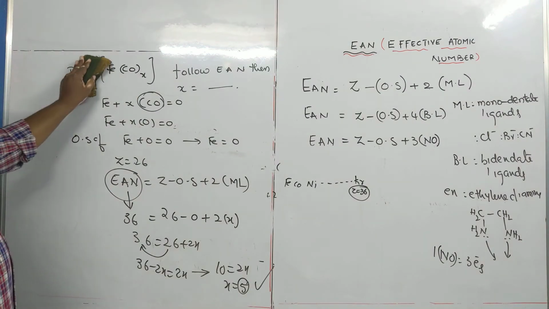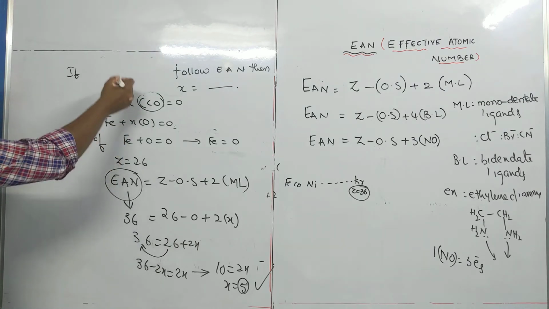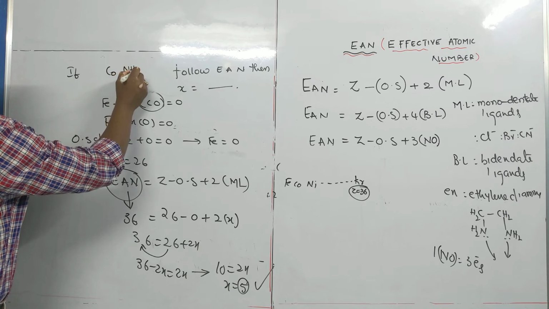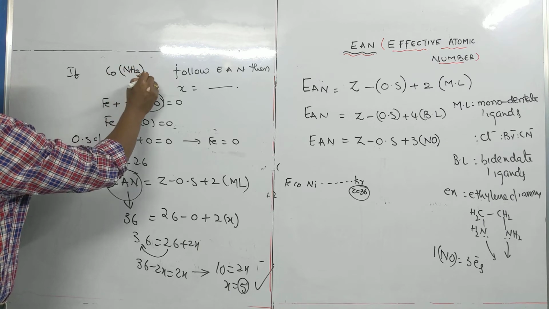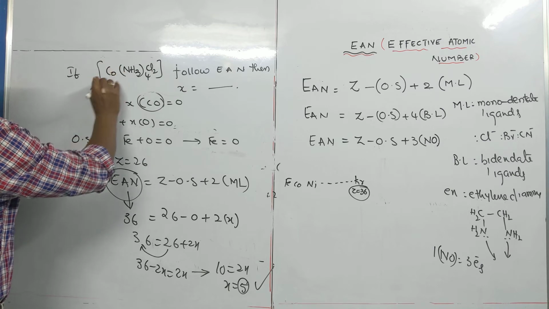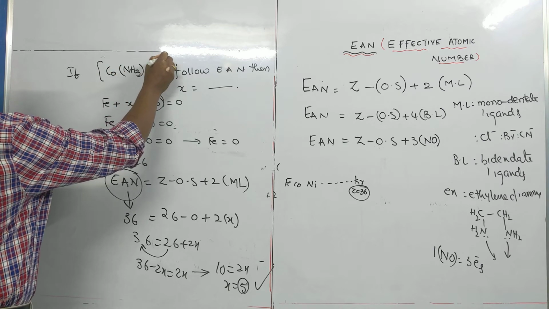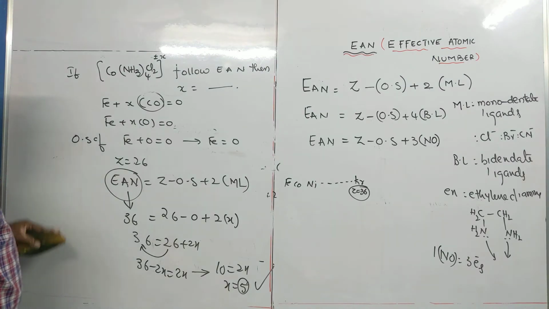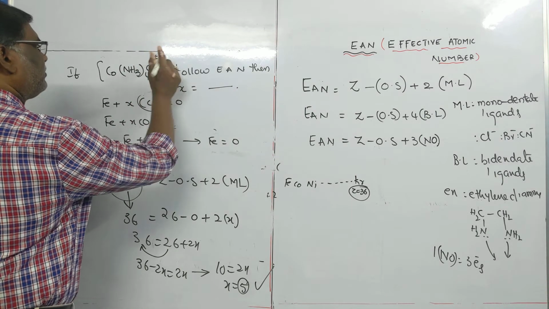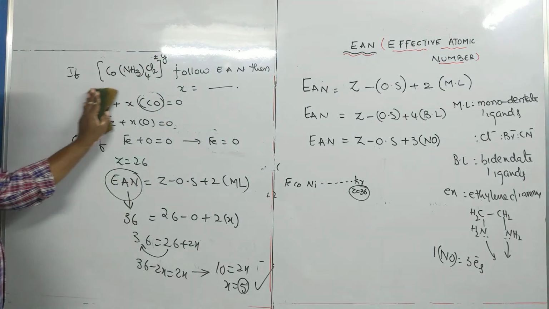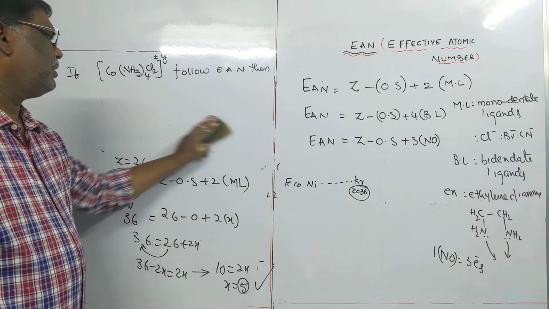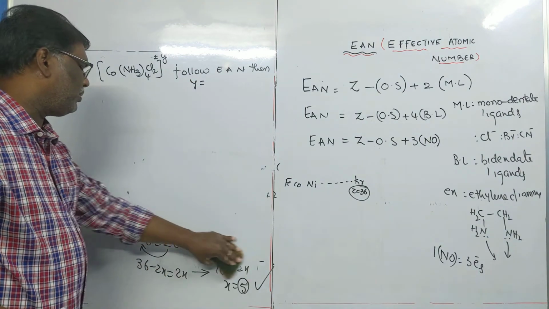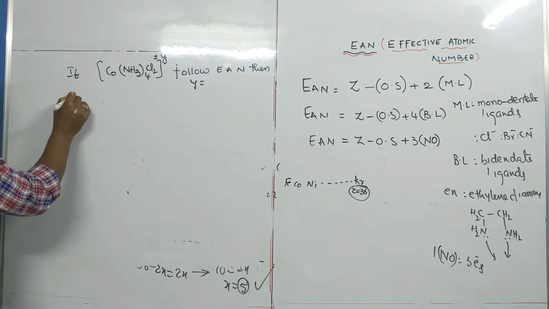Sometimes they will ask the question like this. If the compound [Co(NH3)4Cl2] with charge y follows the EAN rule, then what is y? Or you take y. What is the y value they are asking? Now it is also obeying the EAN rule.